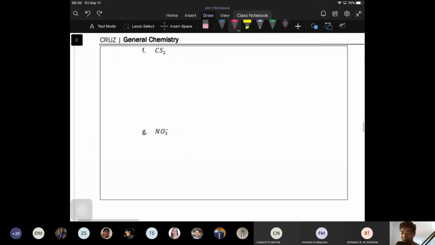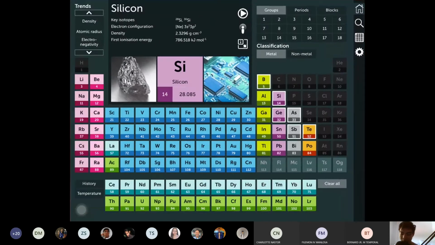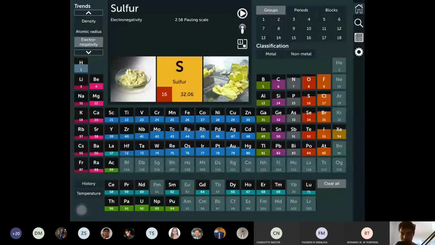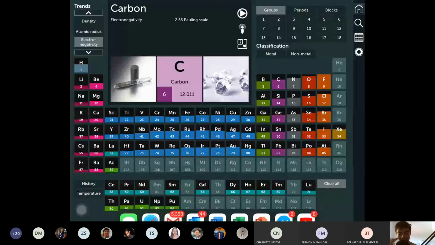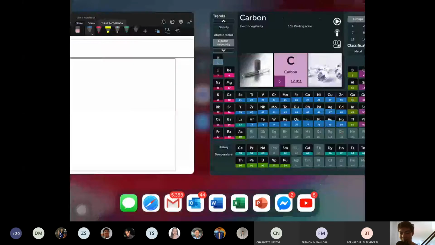Okay, so we'll have CS2, carbon disulfide. The central atom would be carbon. Kasi sulfur, ang kanyang electronegativity ay higher than the carbon. So, kung gusto nyo i-confirm yan, tingin na lang kayo sa periodic table, hanapin yung electronegativity. So, sulfur is 2.58, carbon is 2.55. So, mas electronegative si sulfur. So, it will be my terminal atom. Carbon will be my central atom.